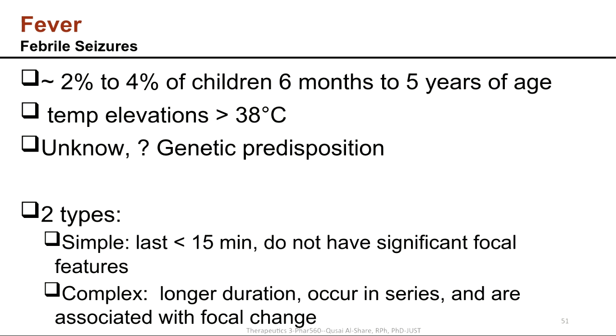And we have two types of febrile seizures, simple and complex. The simple one usually lasts for a short period of time, like 15 minutes, and it doesn't have significant focal features. The complex one, on the other hand, has a longer duration, occurs in series of episodes, and is associated with focal changes.